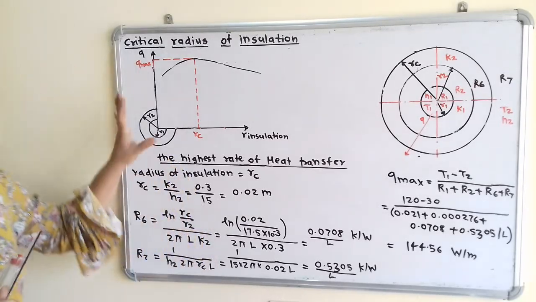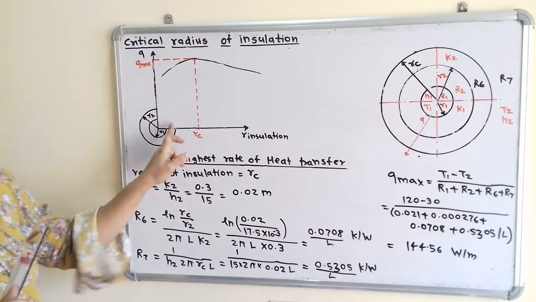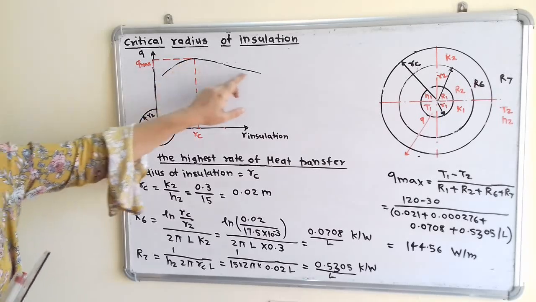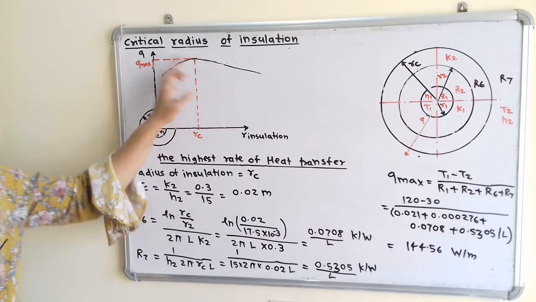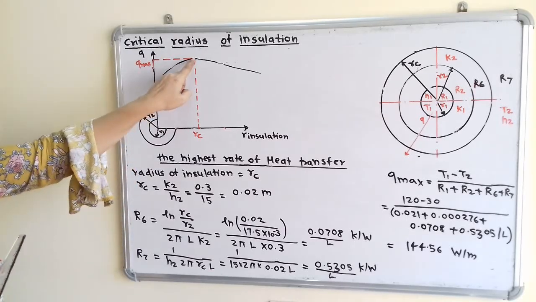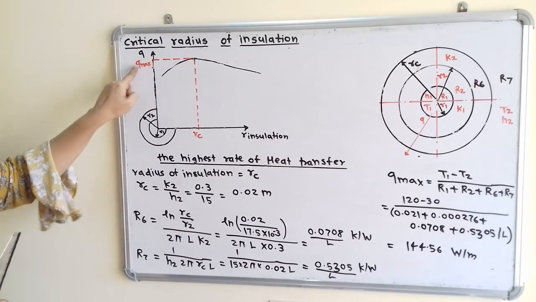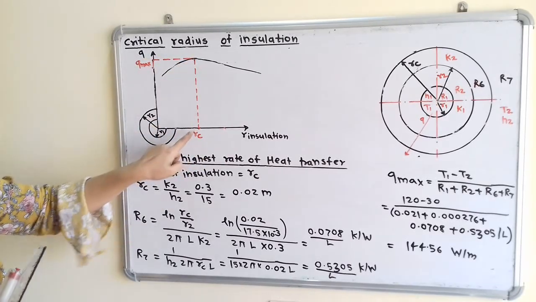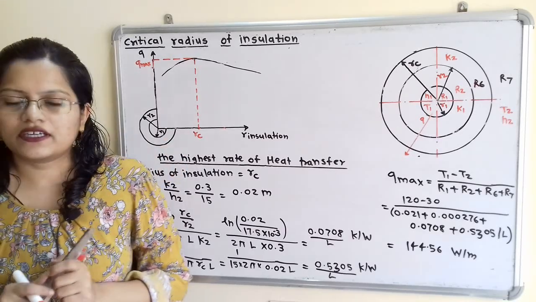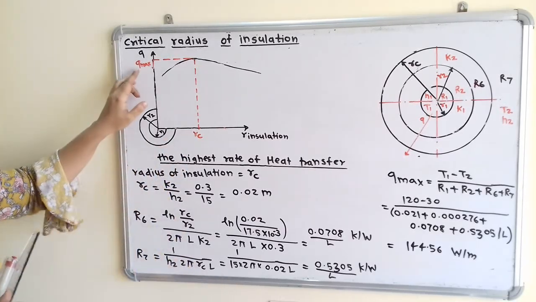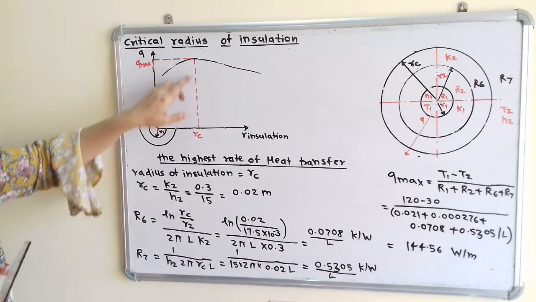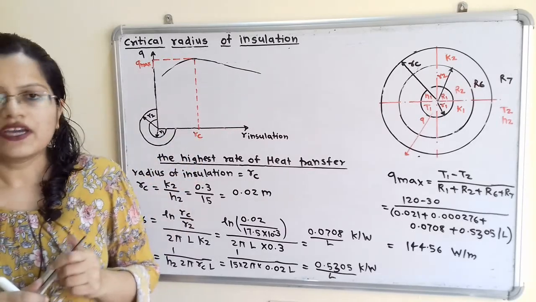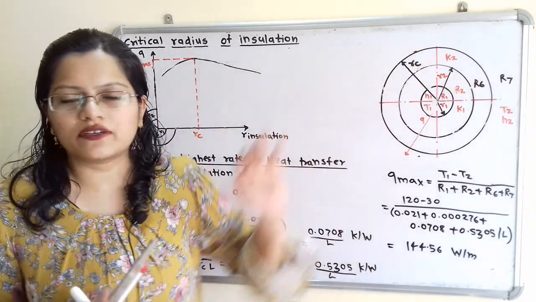Now if we observe this graph of the rate of heat transfer with respect to radius of insulation, the graph varies in this way and at a particular point there is the highest rate of heat transfer. At this point the value of Q is Q max, and if I join this point to the horizontal line, this is the value of R, the radius of insulation. For this maximum Q, we consider this radius as the critical radius of insulation, RC.